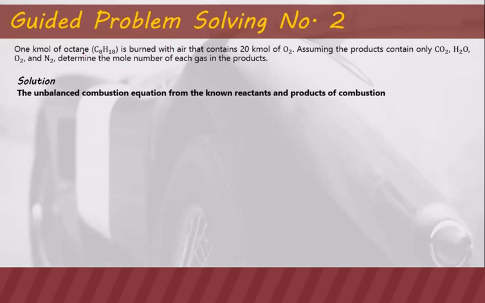So we have here our reactants: 1 kilomole of octane and air that contains 20 kilomoles of oxygen. And these are the products: carbon dioxide, water, oxygen, and nitrogen. So our problem is to determine the number of moles of each gas in the products. Basically, we will have to create a combustion equation for this so that we can obtain the number of moles of each gas in the products.